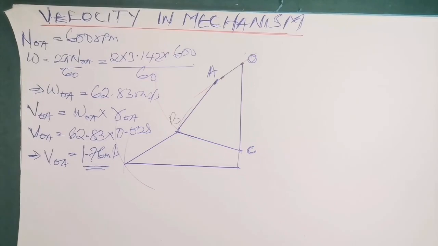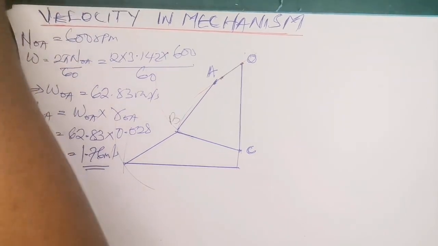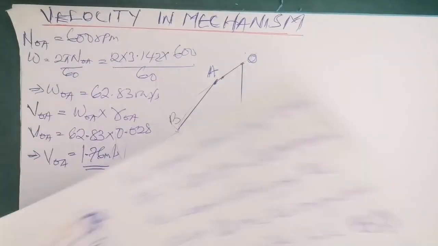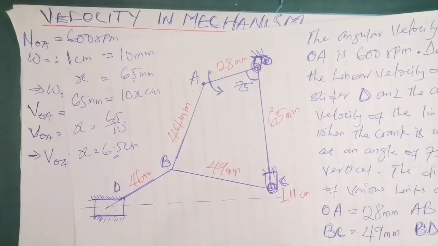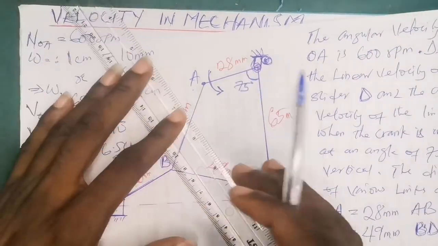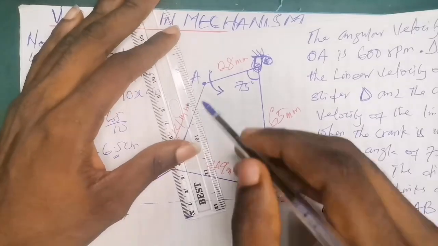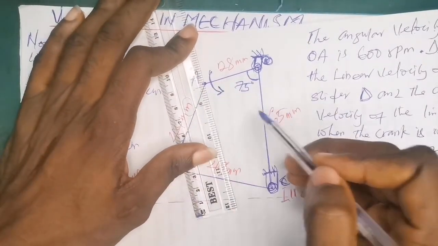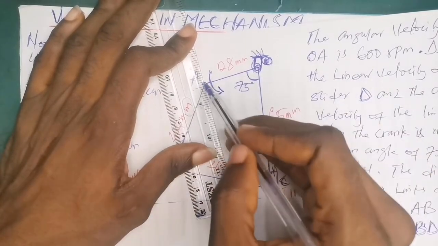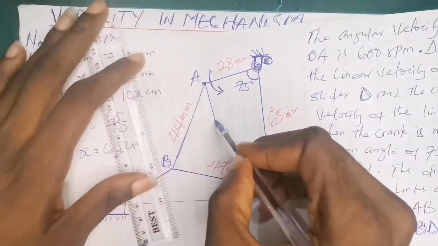You cannot solve using the velocity diagram if you don't know at least one velocity. So now we know this velocity, and from the question, the direction was also given. It is moving in this direction. So I'm going to have a velocity which is at 90 degrees to this link OA, and it must be in the same direction as the direction of motion. So this is 90 degrees to the link, and I have my velocity pointing in this direction.